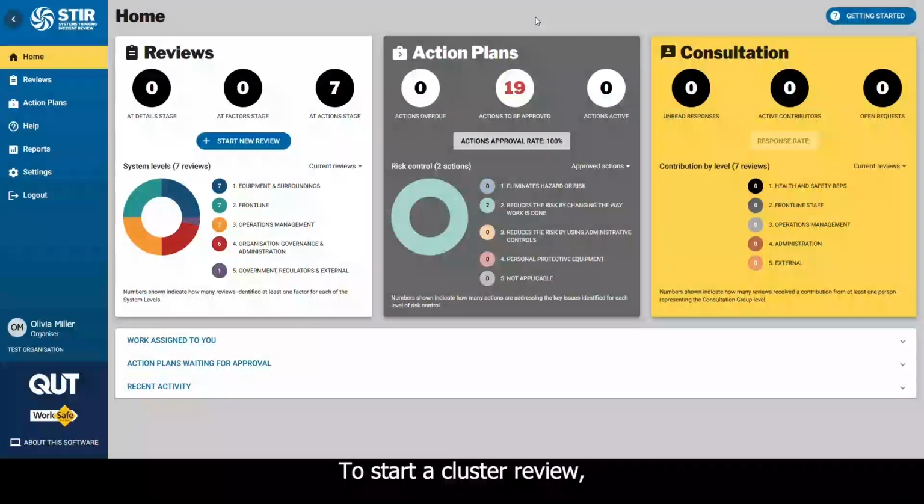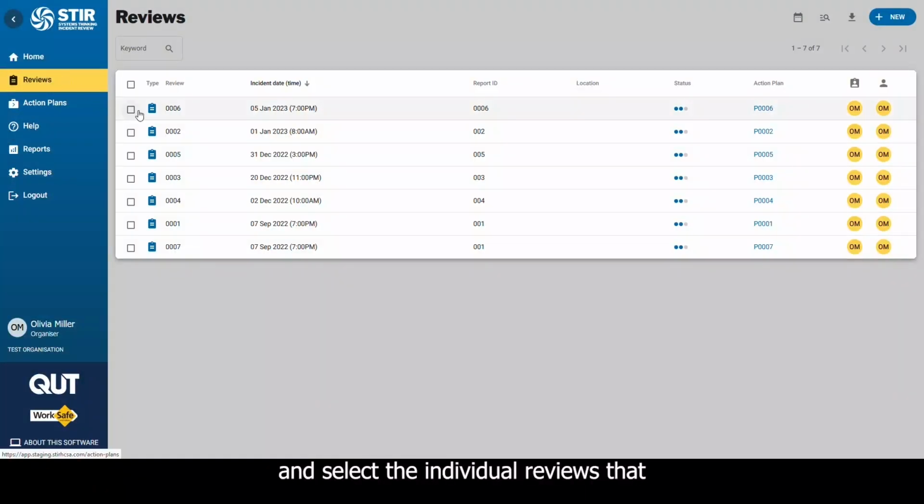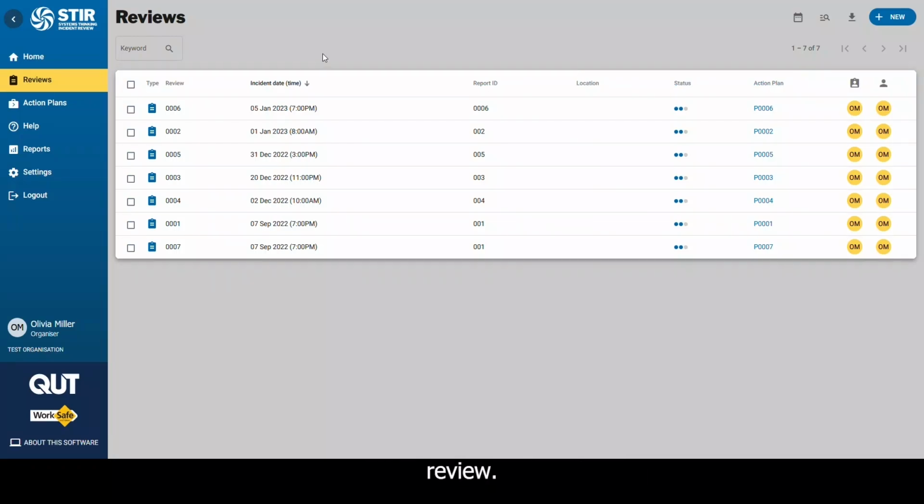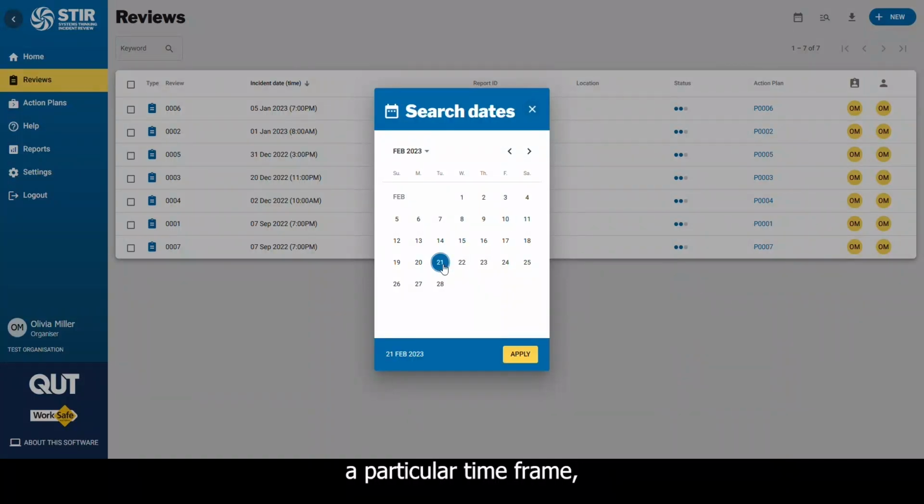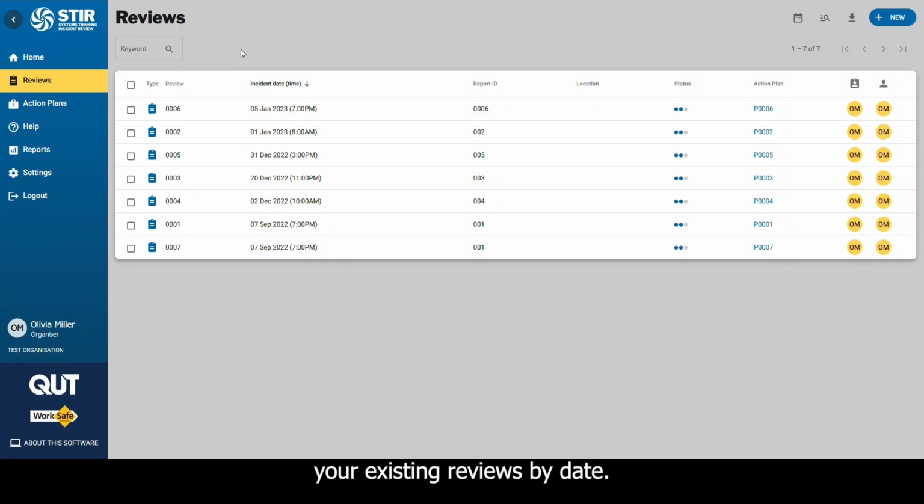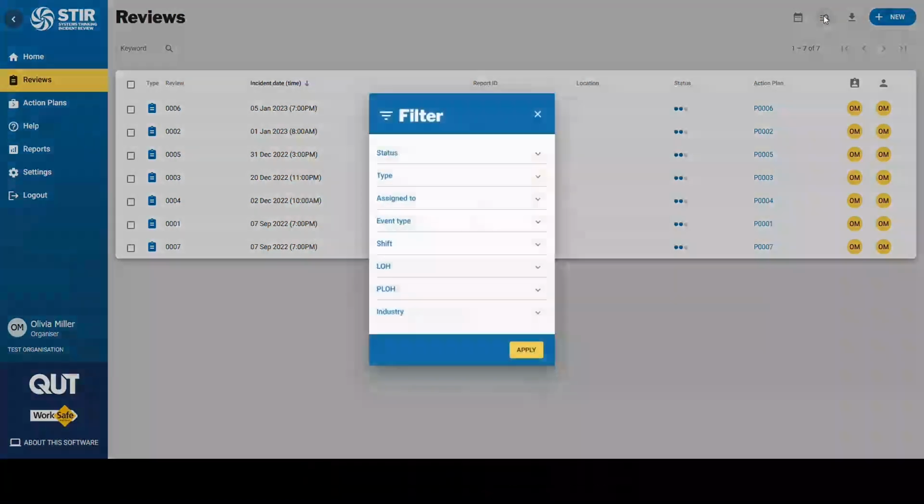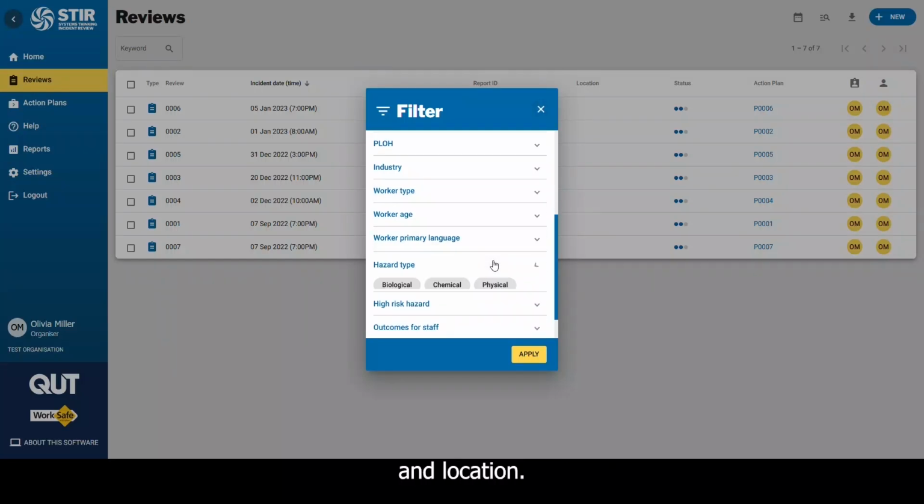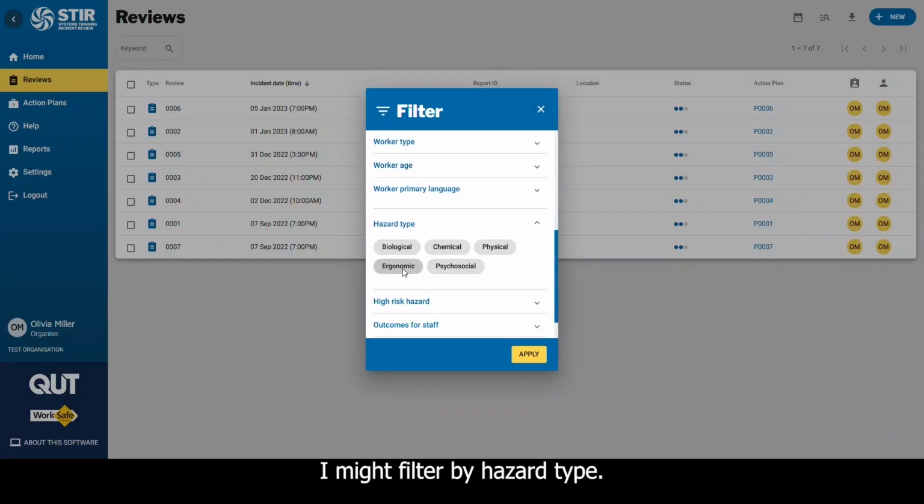To start a cluster review, navigate from the home page to the Reviews tab and select the individual reviews that you would like to cluster together for review. If the series of incidents happened in a particular time frame, you can filter your existing reviews by date. Alternatively, you can filter existing reviews by review characteristics like hazard type, level of harm, and location. In this case, I might filter by hazard type.